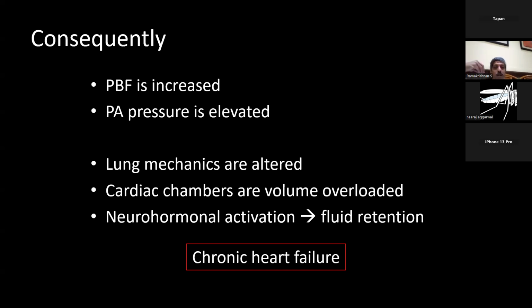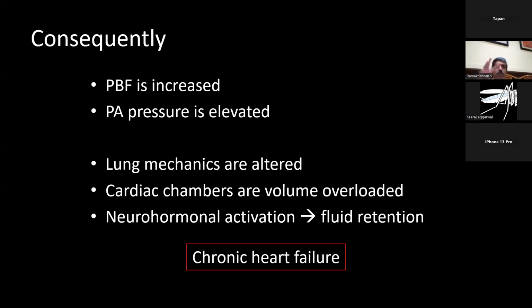So hence the pulmonary artery blood flow is increased. Depending on the shunt location, the quantum of the shunt and the age of the patient, the pulmonary artery pressure is elevated. Consequently, the lung mechanics are altered and the cardiac chambers are volume overloaded.